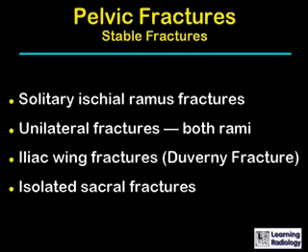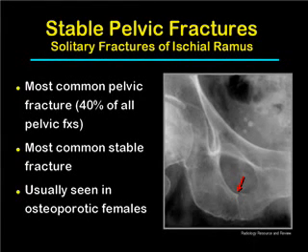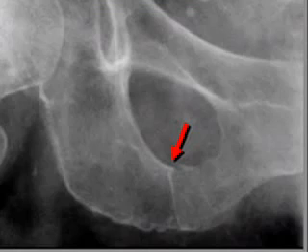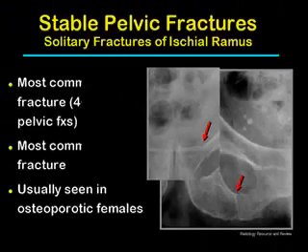The stable fractures we're going to talk about are a solitary fracture of the ischial ramus, unilateral fractures to both rami, iliac wing fractures, also called Duverney fractures, and isolated sacral fractures. Solitary fractures of the ischial ramus are the most common of all pelvic fractures, occurring in about 40% of all pelvic fractures. They are also the most common stable fracture. They are usually seen in osteoporotic females. They are frequently called insufficiency fractures, and the red arrow is pointing to a sclerotic line, which is frequently the only finding at the site of the fracture of the ischium or the inferior pubic ramus.